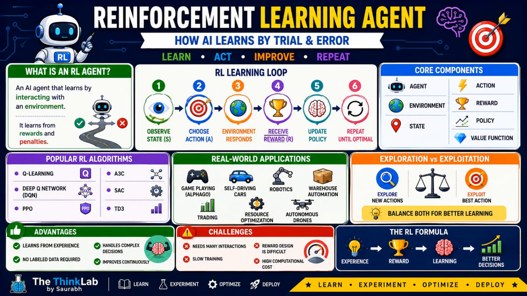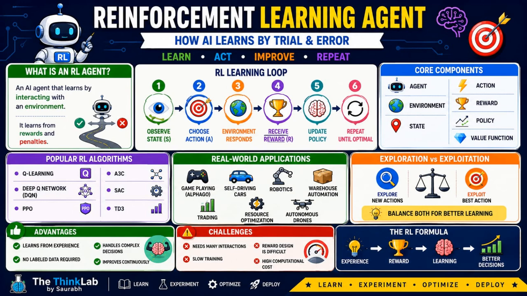If they fail, they discover a better solution, right? And the second one is exploitation. So the agent uses the best action it already knows. Too much exploration wastes time, and too much exploitation may miss a better opportunity. So a successful reinforcement learning agent balances both, right?